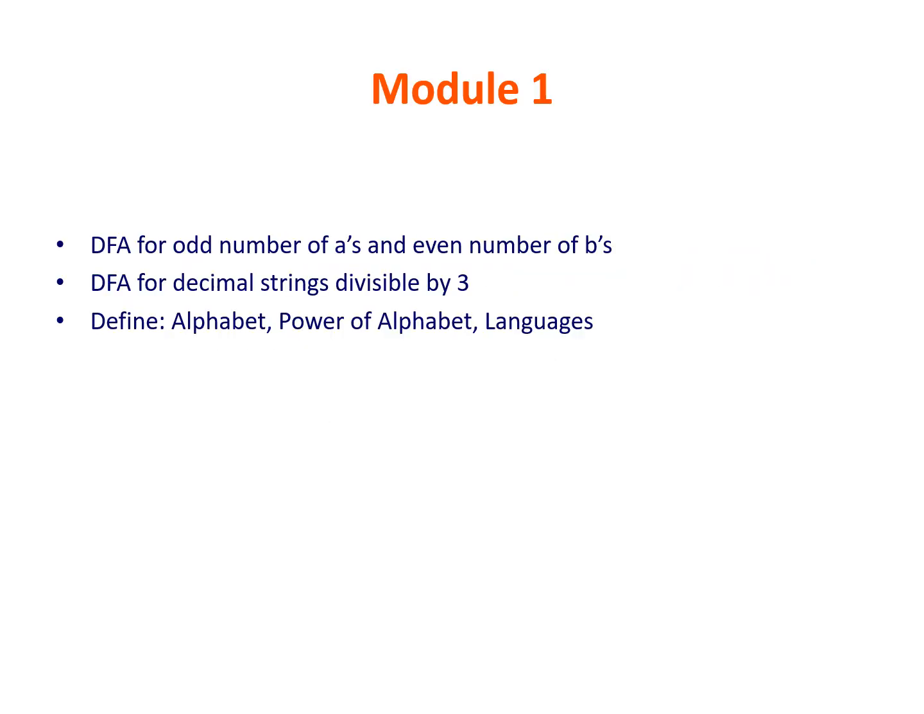Module 1 focuses on finite automata. The questions include designing a DFA for odd number of A's and even number of B's, a DFA for decimal strings divisible by 3, and definitions of alphabet, power of alphabet, and languages. Always support these answers with examples and neat transition diagrams.